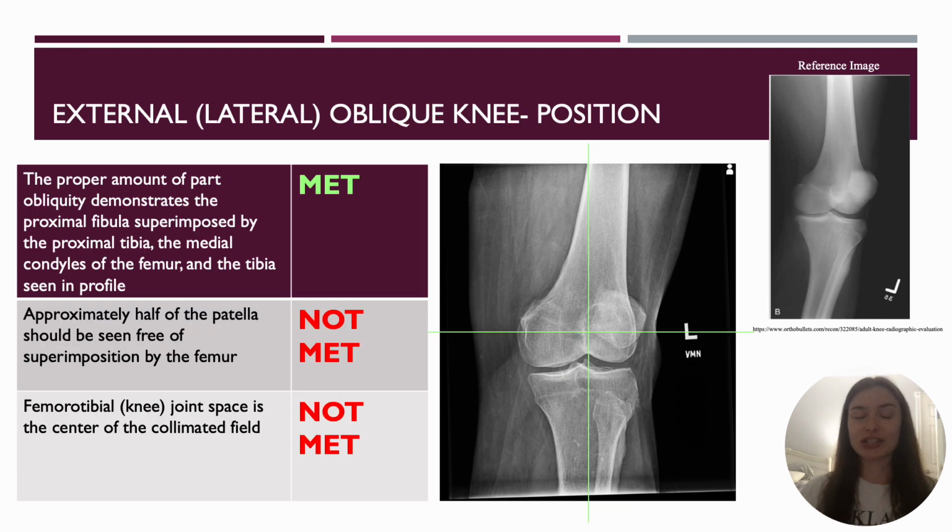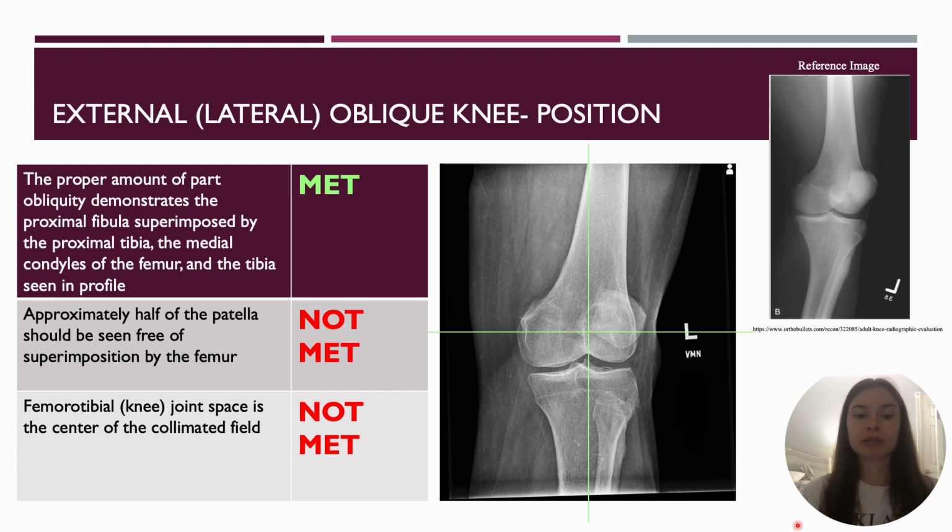Next we have position. So the first criteria is the proper amount of part obliquity demonstrates the proximal fibula superimposed by the proximal tibia, the medial condyles of the femur, and the tibia seen in profile. So I did say met for this one because you can see that the proximal fibula is completely superimposed by that tibia, and the medial condyles of the femur and tibia once again are seen in profile.